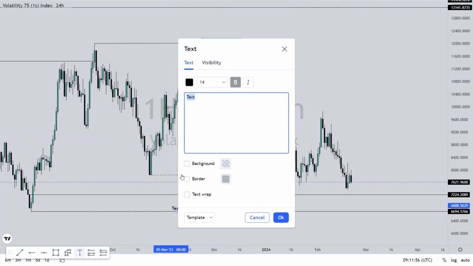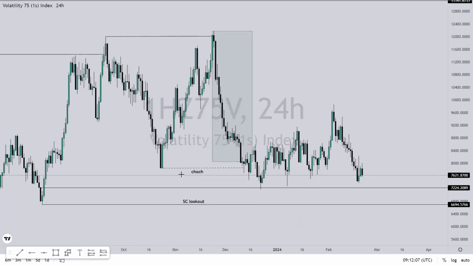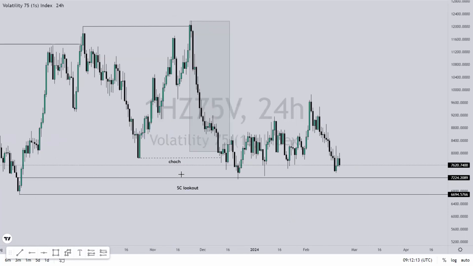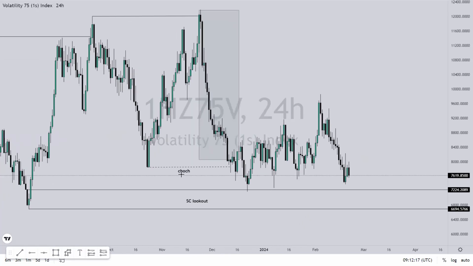Okay, SC, let's just put SC look into this area. So that's my SC candle, that's my SC candle I am looking out for, right? So the next thing I want to do is check what reaction the market is giving right now. What reaction is the market giving?